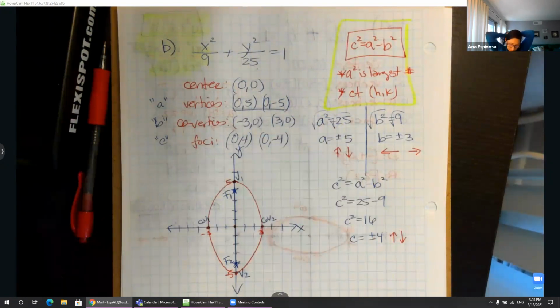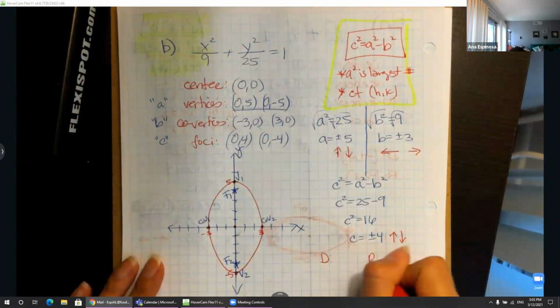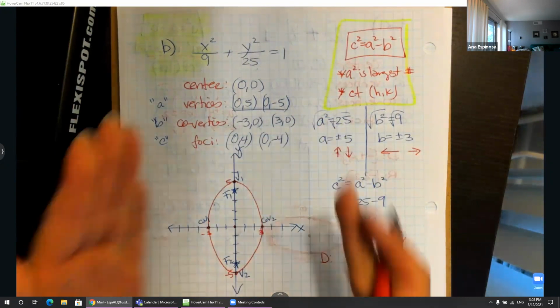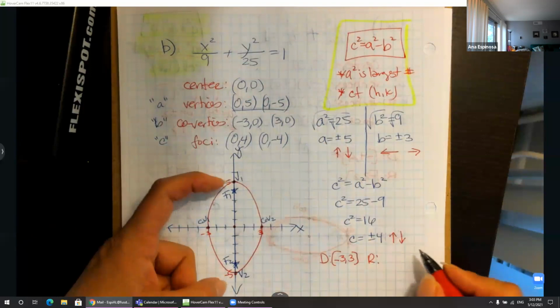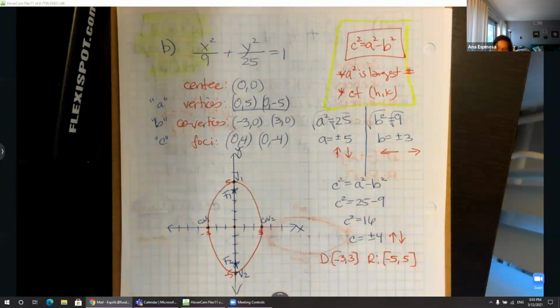Okay, let's do quickly the domain and the range, which is fairly easy after we did the most complicated stuff. Domain is left and right. How far it goes left and right? It goes from -3 to 3, and it goes as high and low as -5 to 5. Done. We are done with this problem. That's already a lot, but they're very easy, very simple once you get the hang of it. They're not too bad.